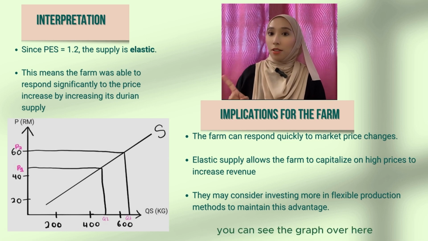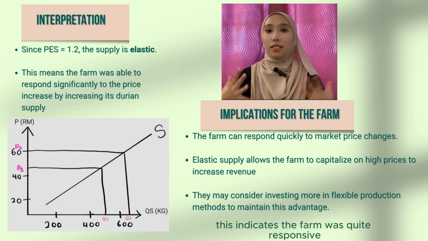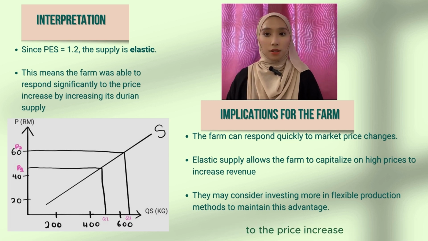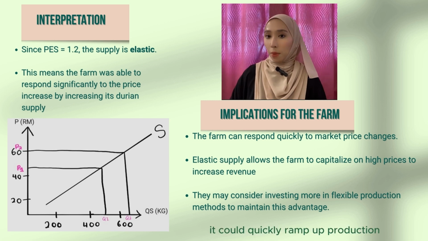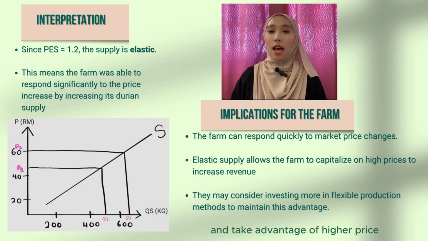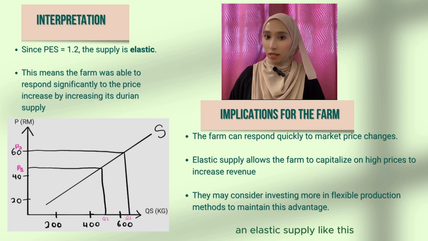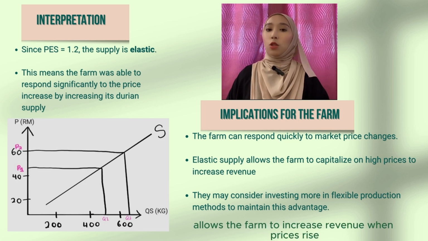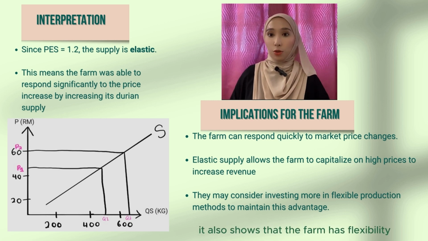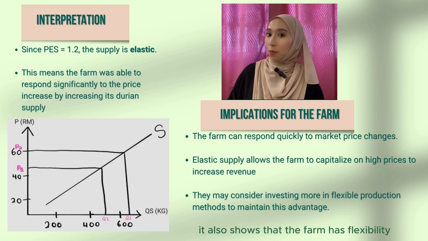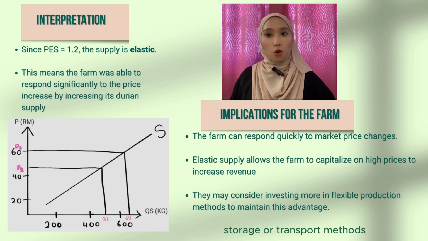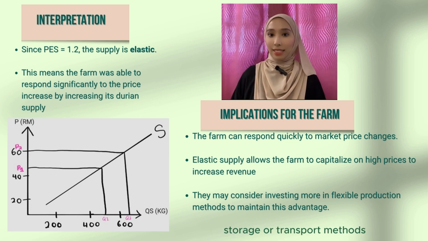You can see the graph over here. This indicates the farm was quite responsive to the price increase. It could quickly ramp up production and take advantage of higher price. An elastic supply like this allows the farm to increase revenue when prices rise. It also shows that the farm has flexibility, maybe due to efficient harvesting, storage, or transport methods.